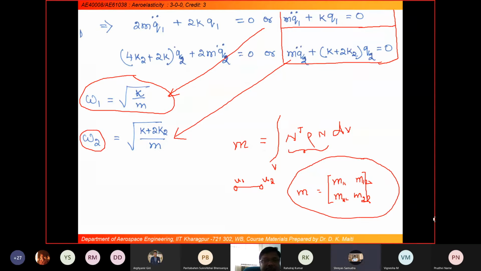Okay, sir. You need to consider your finite element formulation, then only you will get that consistent mass matrix. Shreyas, have you done the mass matrix calculation? No, sir, I actually did it for steady state only, only static analysis. Okay.